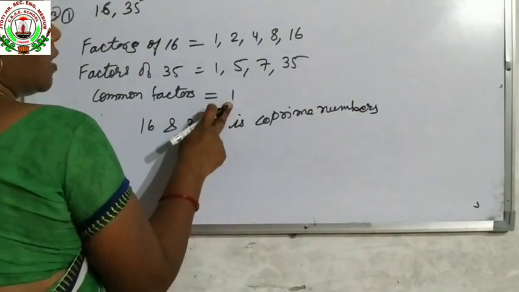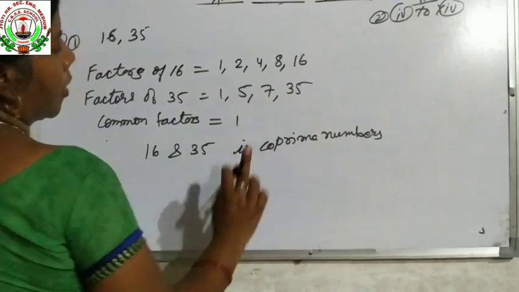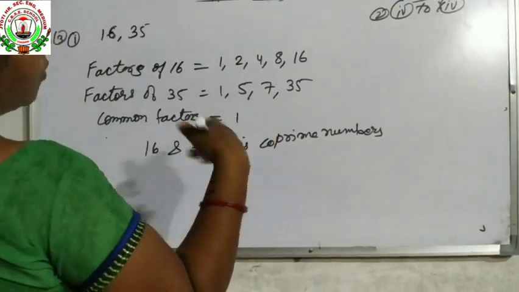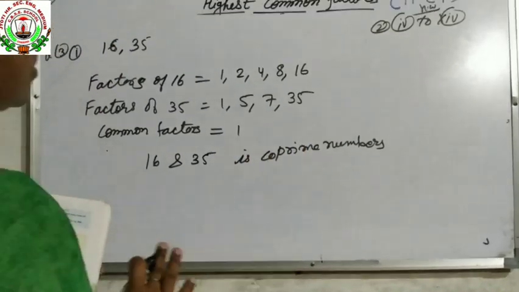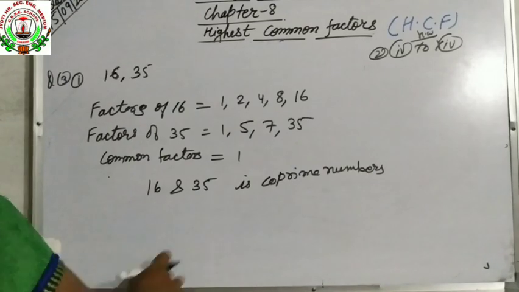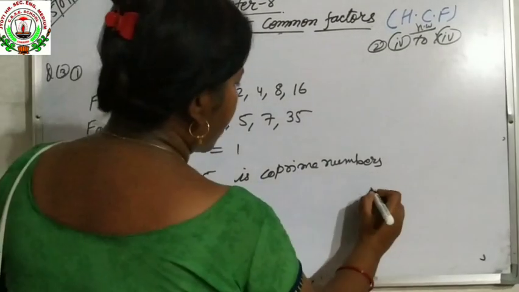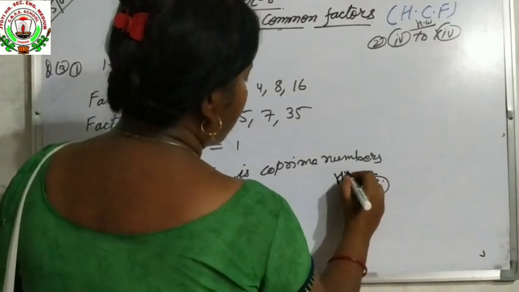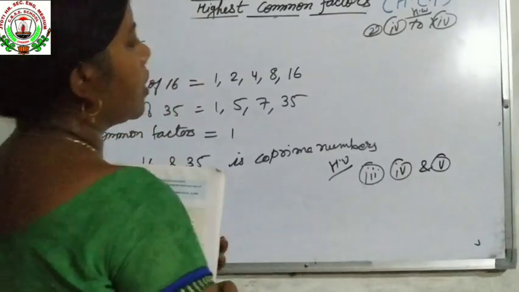If you get only one common factor, only one, that means both numbers are co-prime. If we get more than one factor, like 1, 2, 3, that means it is not a co-prime number. We did this question in 8.1; question number 2 was the same. So you will try to do questions 3, 4 and 5. It will be your homework. Next class we will start 8.3. Thank you.